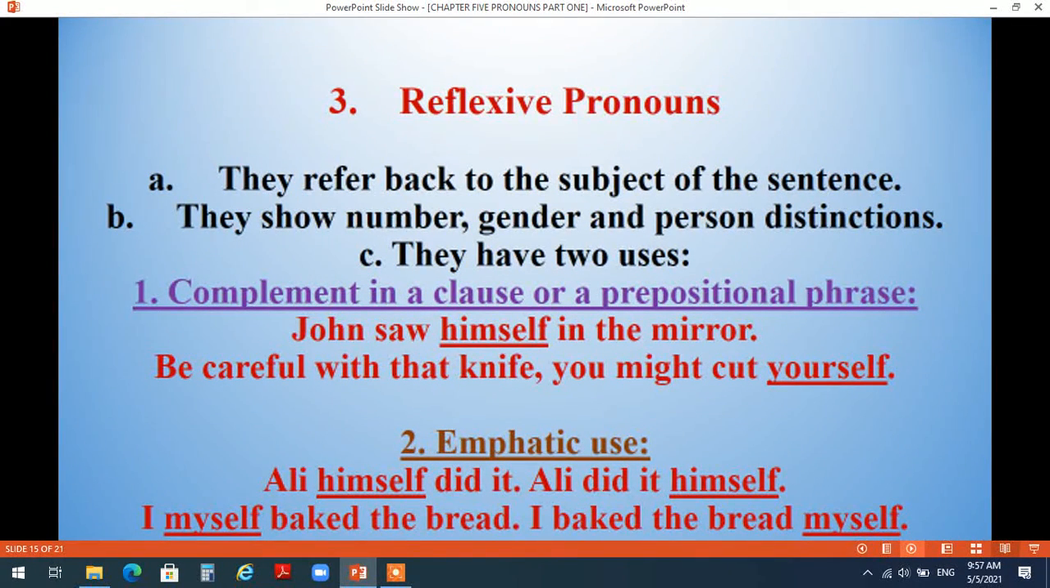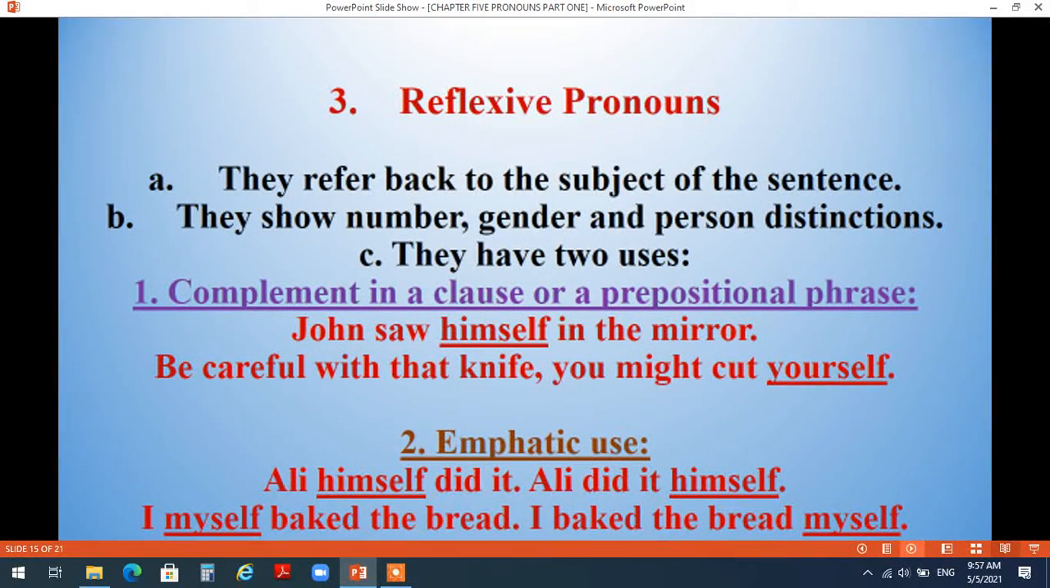Also in the second example, be careful with that knife, you might cut yourself. أيضا yourself is a reflexive pronoun referring back to the subject you، وأيضا استخدم في هذه الحالة كتكملة للعبارة الفعلية. أما الاستخدام الثاني فهو أن نستخدم reflexive pronouns للتأكيد. They are used for emphatic use.